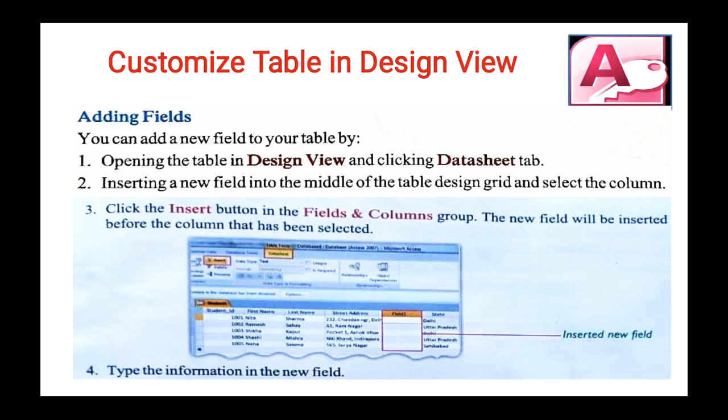The tables created in design view in MS Access can be customized according to our needs. Now we are going to learn about adding fields. Open the table in design view and click the Datasheet tab. Insert a new field into the middle of the table grid and select the column. Click the Insert button in the Fields and Columns group. A new field will be inserted before the column that has been selected, and type the information in the new field.